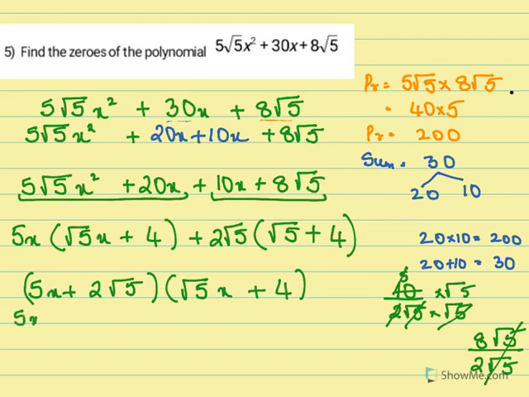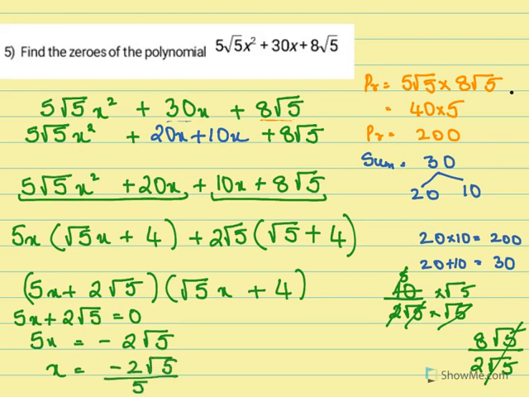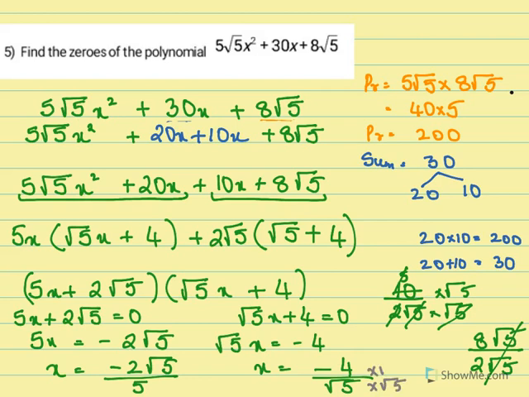To find the zeros, I'll do 5x plus 2 under root 5 equal to 0. So 5x equal to minus 2 under root 5. So x is minus 2 under root 5 over 5. Here under root 5x plus 4 equal to 0. So under root 5x equal to minus 4. So x equal to minus 4 over under root 5. So these are your zeros, minus 2 under root 5 over 5 and minus 4 over under root 5. If you want, you can rationalize this by multiplying by under root 5 into under root 5.